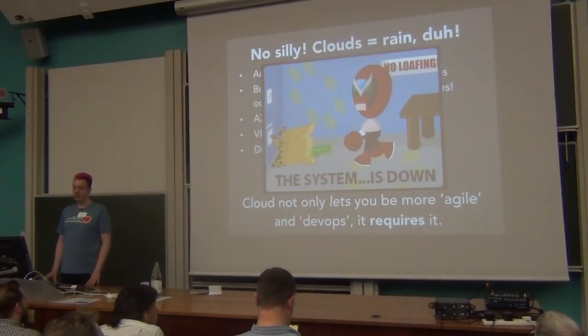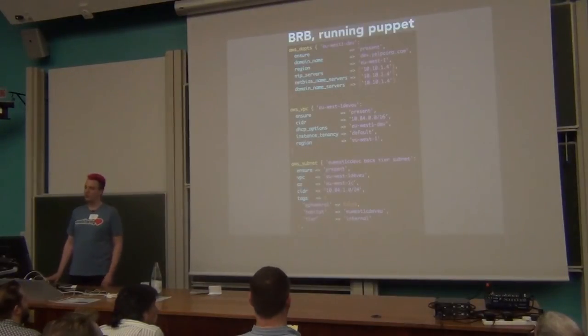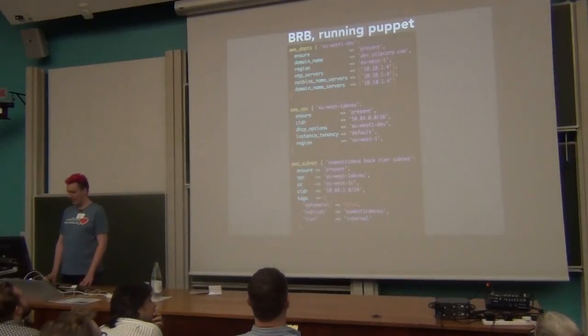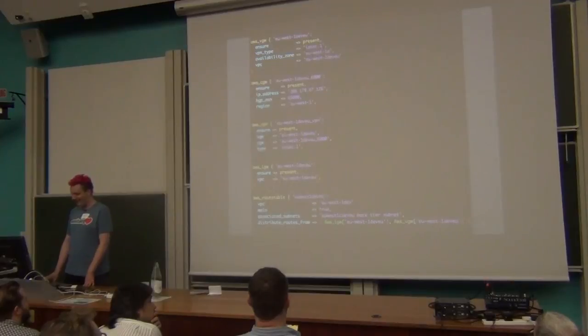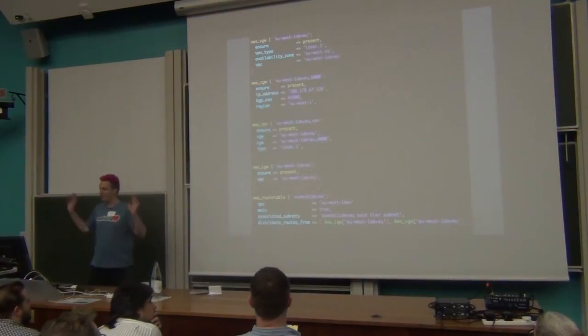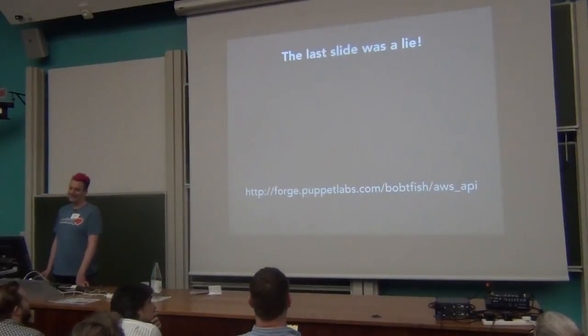Let's build ourselves a cloud, kids. So we just run Puppet, like you do, and that builds you a VPC, and a subnet inside that VPC. And you run Puppet again, and it builds you a virtual gateway and a VPN and routing tables and all that sort of stuff. And this is kind of a lie.